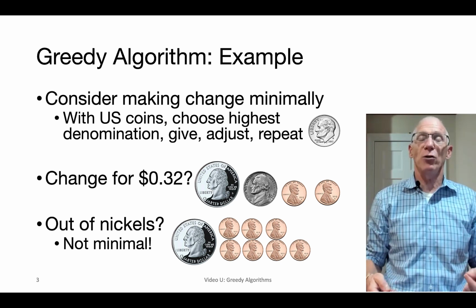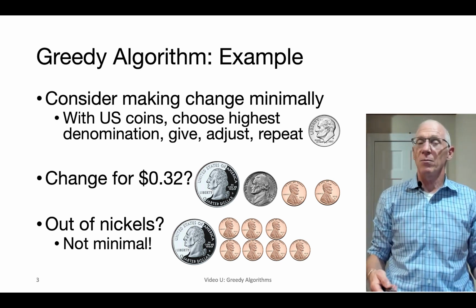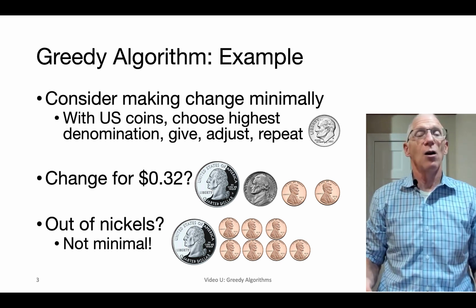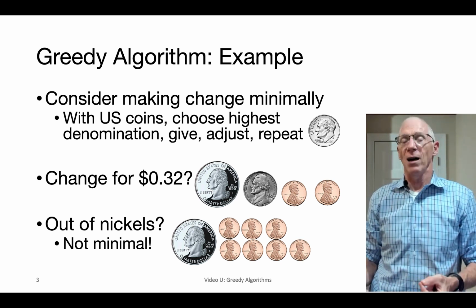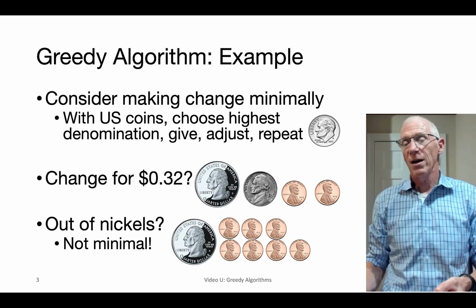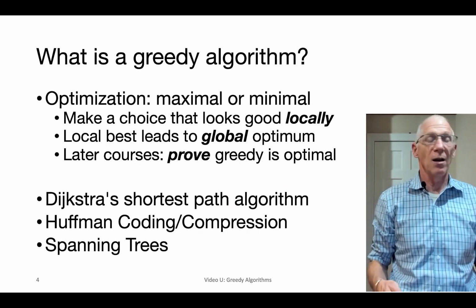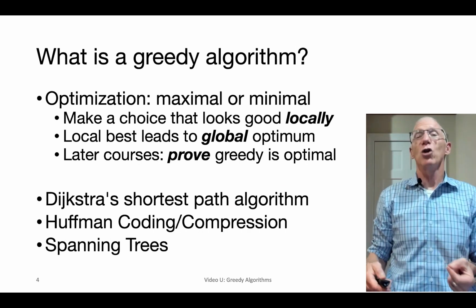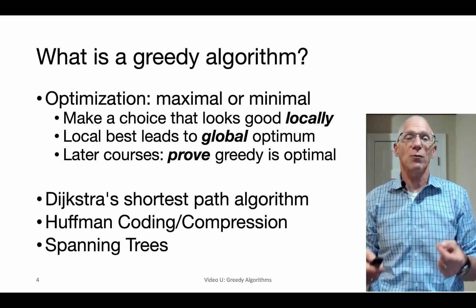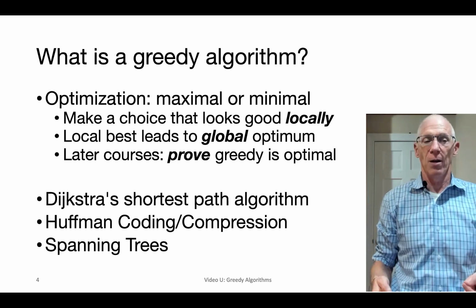To make change for 32 cents, instead of 8 coins, we could choose 3 dimes, 30 cents, and 2 pennies. That's 5 coins. That's fewer than 8. So there we'd need a non-greedy algorithm. And in general, greedy algorithms sometimes work and sometimes don't. And in some courses, as we'll see, if you continue in computer science, you might prove that the greedy algorithm is optimal. Because in greedy algorithms, we're trying to solve an optimization problem.